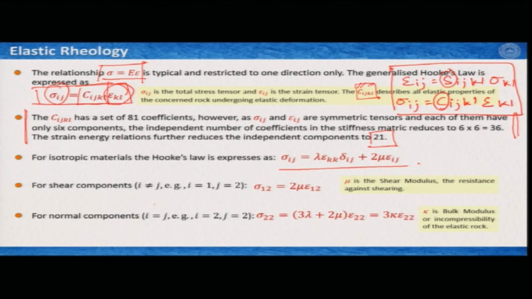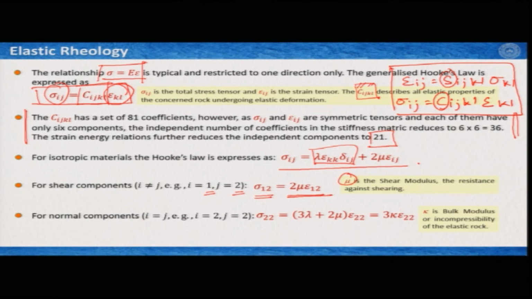So, for shear components, that means i not equal to j, if I consider i equal to 1 and j equal to 2, since they are not equal, we can write sigma 12 equal to 2 mu epsilon 12, because then the Kronecker delta for i not equal to j becomes 0. So, this term vanishes, and here we get mu as the shear modulus. So, you can see how from the generalized Hooke's law we can derive the shear modulus, just by taking into account the shear components of the matrix.